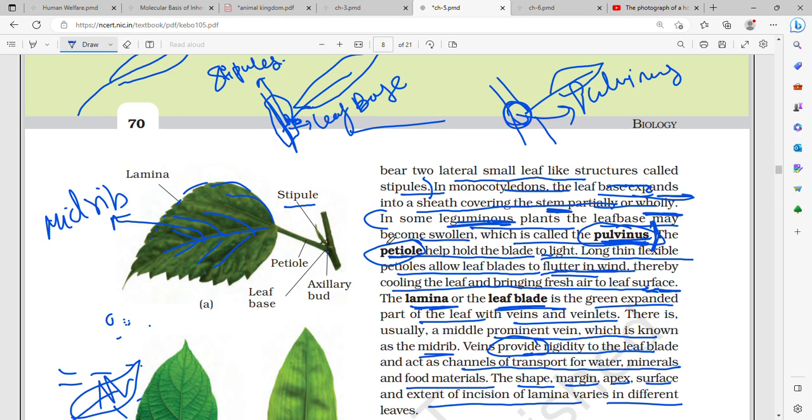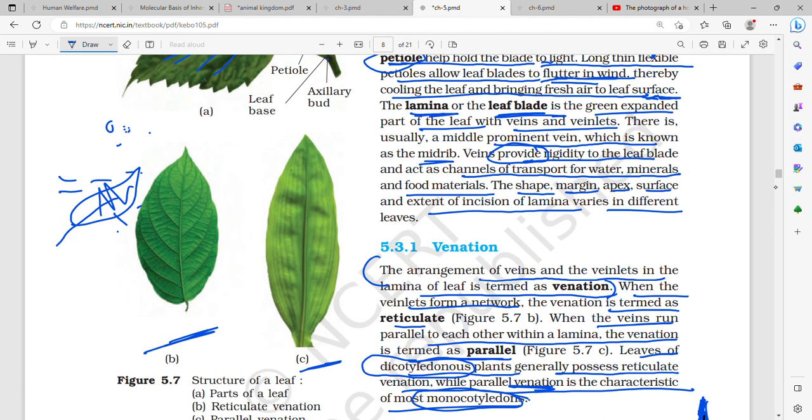Then the lamina or leaf blade is the green expanded part of the leaf, with veins and veinlets. There is usually a middle prominent vein, and this prominent middle vein is called the midrib.